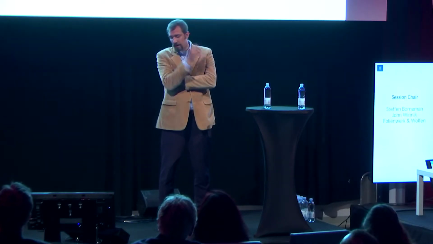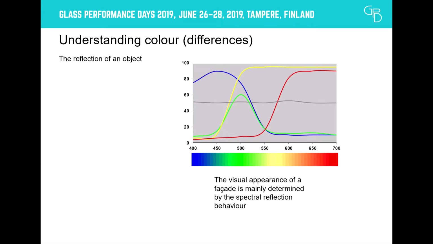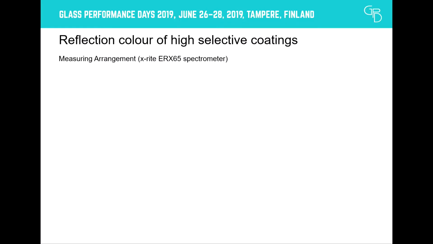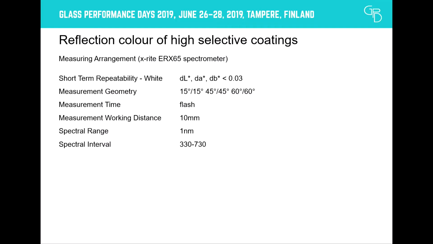The understanding of the color, I presume that's pretty basic, I don't want to explain it very much. Depending on where it reflects more, in the blue area or in the green area, that's what we're going to see. And we did some measurements with the X-Rite ERX65, under different angles and light conditions. So we had the viewing angles of 15 degrees, 45 degrees, and 60 degrees.